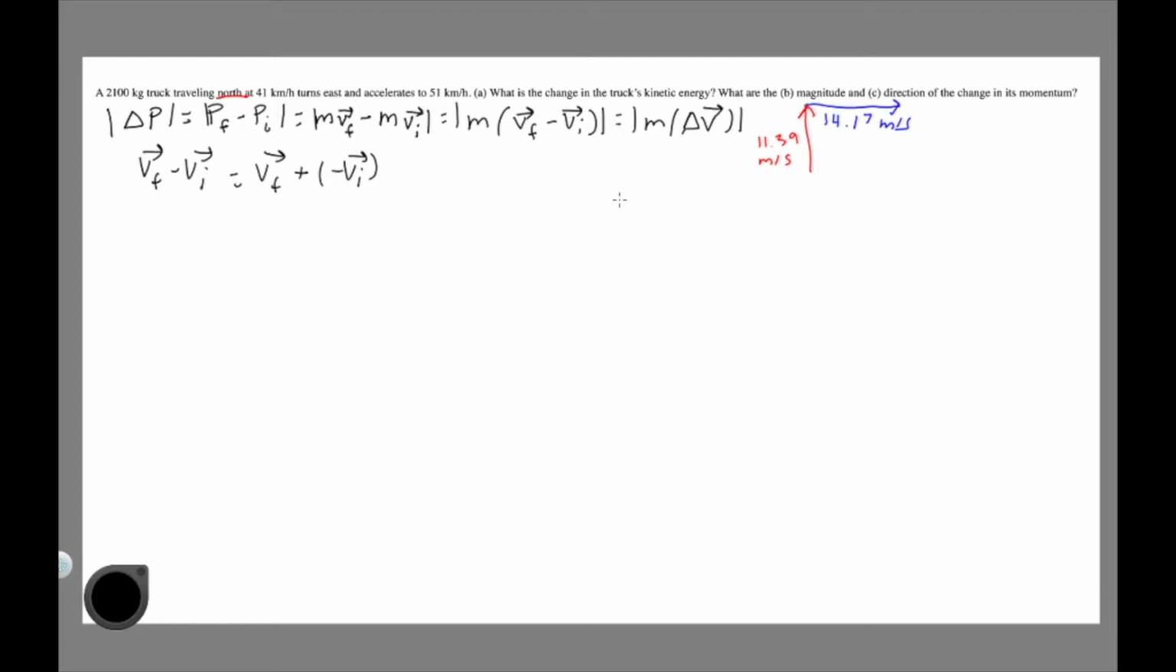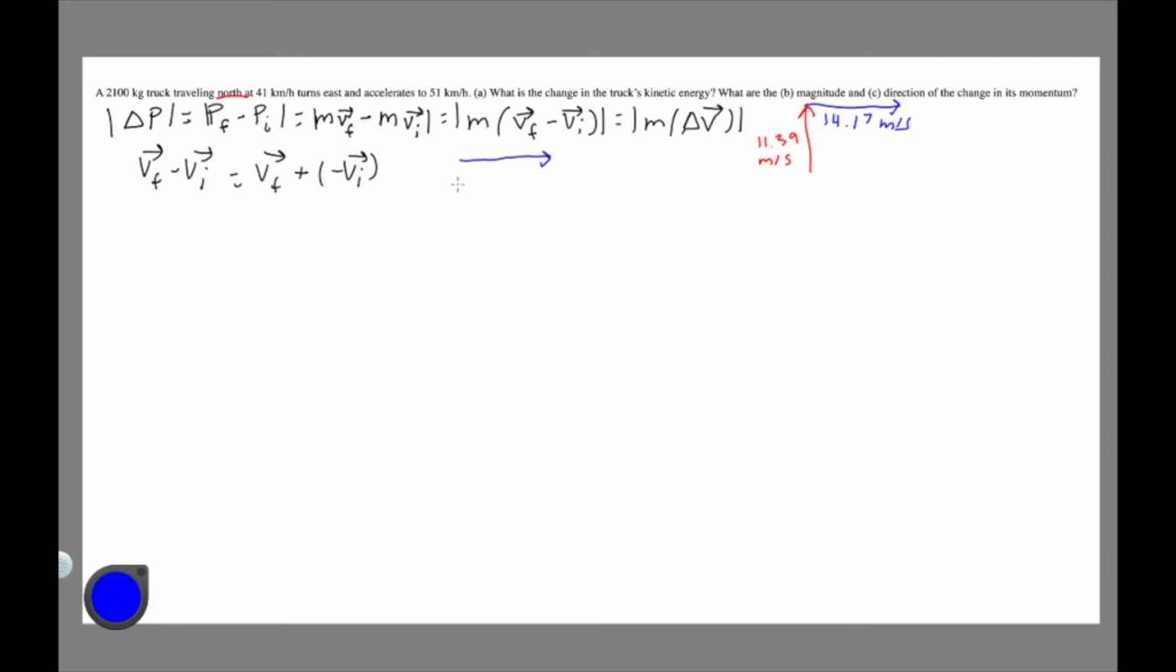So now let's add these two vectors. When adding two vectors, you draw the first vector, connect the tail of the second vector to the head of the first vector, and then you connect the tail of the first to the head of the second, and then draw a vector connecting those two. So let me explain. So first, let's draw VF. So VF was 14.17 meters per second to the east. So let's draw that vector right now. Here's VF.